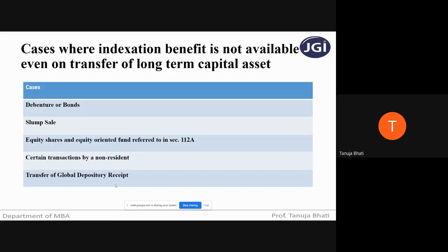So students, I hope you have understood this slide. Just remember that in these cases, even if it is long term, please don't give the indexation benefit. Don't calculate the indexed cost of acquisition or indexed cost of improvement. There you just write cost of acquisition and cost of improvement. That is it. Have you all understood this particular slide, students?